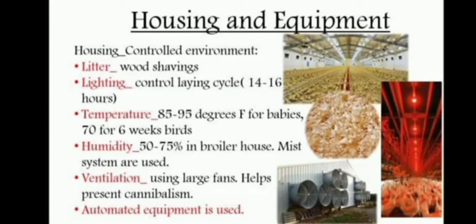Next is housing and equipment. This is especially needed for those of us doing poultry raising. For housing, the controlled environment includes litter or wood shavings, and lighting with a controlled laying cycle of 14 to 16 hours, and especially temperature: 85 to 95 degrees Fahrenheit for babies and 70 for 6-week-old birds.